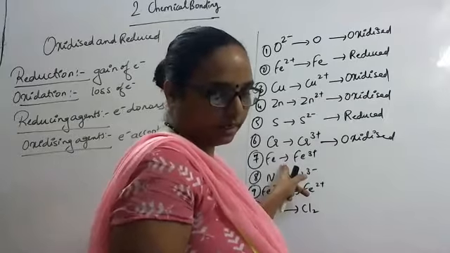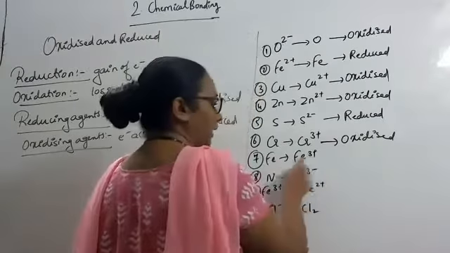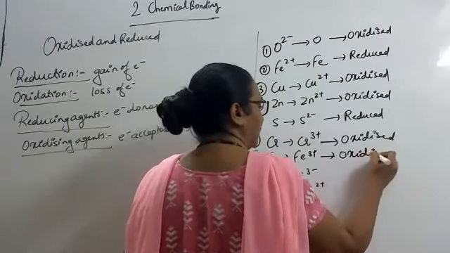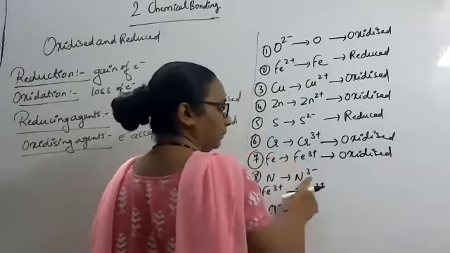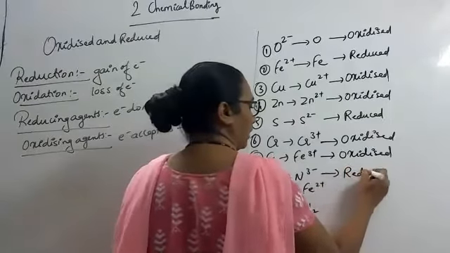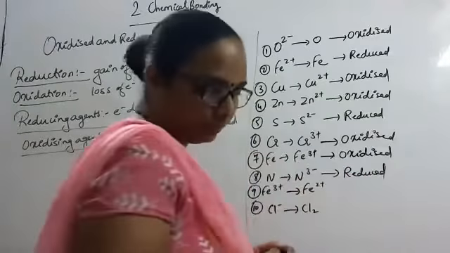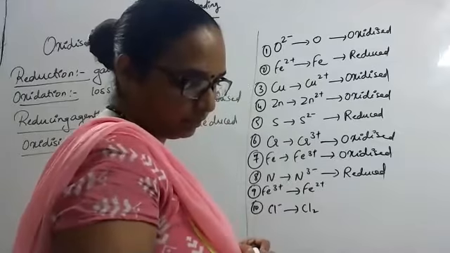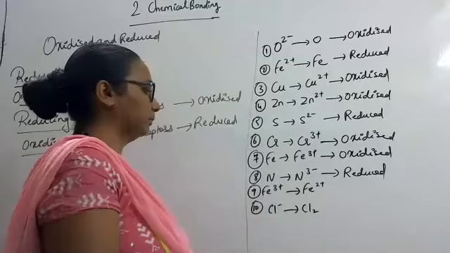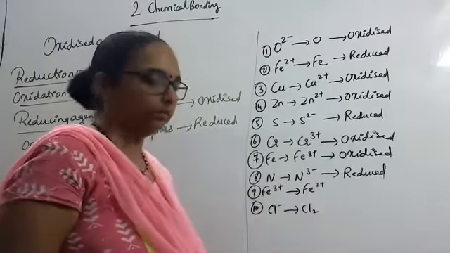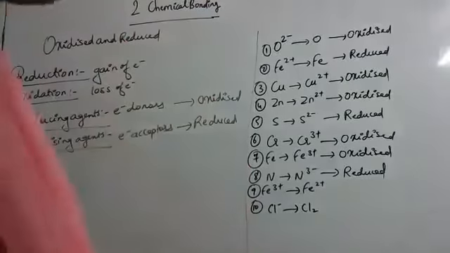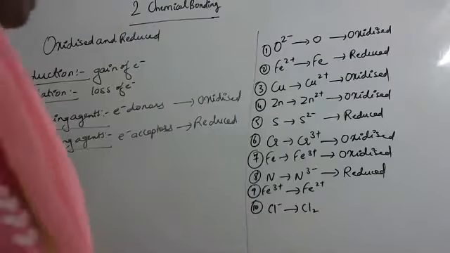This one? Oxidized. Okay, very good. 3 electrons are removed, so it is oxidized. This one is reduced. It has 3 electrons. Oxidized. Reduced. It is oxidized or reduced? Ma'am, reduced.